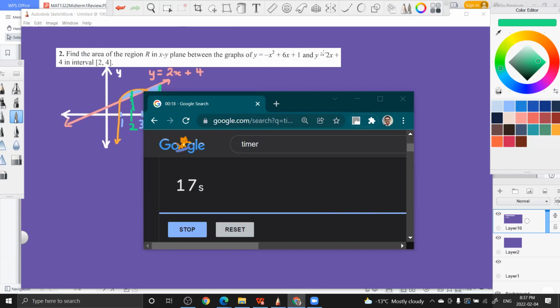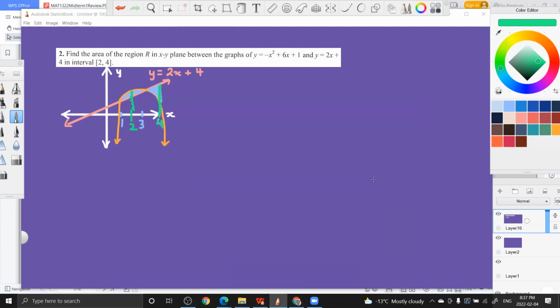The answer for the last one was 8 pi. In the chat, 8 pi. If you would like me to go over it, I'll go over it. Okay. So time is up for this one. Let's just speed run through this one.